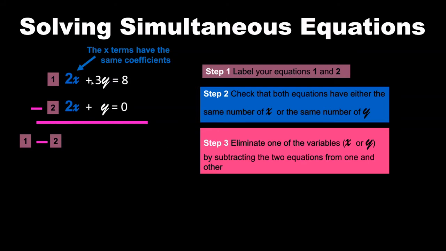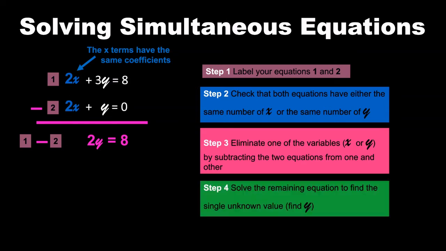Going on to the next terms, 3y, take away a single y, that's 1y, would be 2y's. And don't forget to also subtract the values on the right-hand side of the equation. So 8 minus 0, well, in this case, that's still just 8. By doing equation 1 minus equation 2, we end up with a single equation now, which only has one variable, because we eliminated the other. 2x, take away 2x, no more x's.